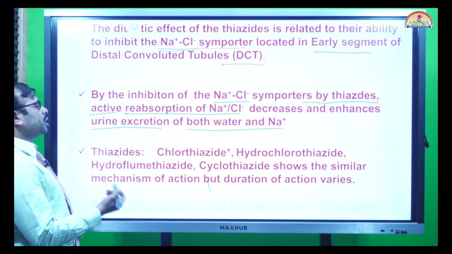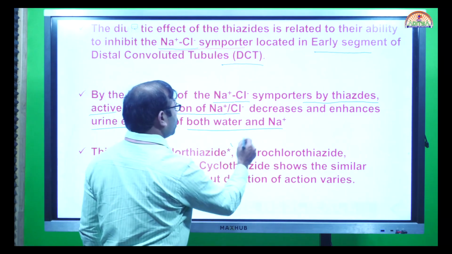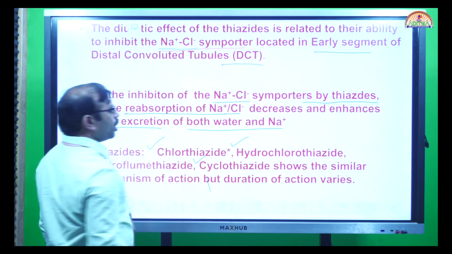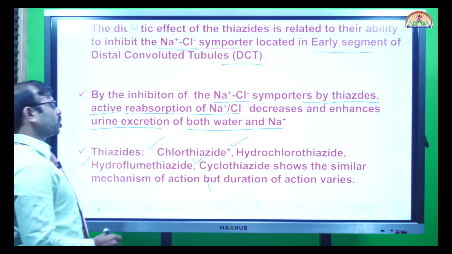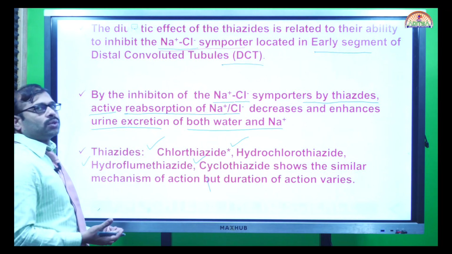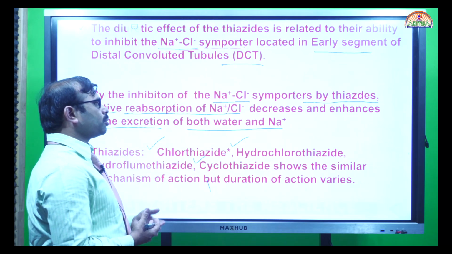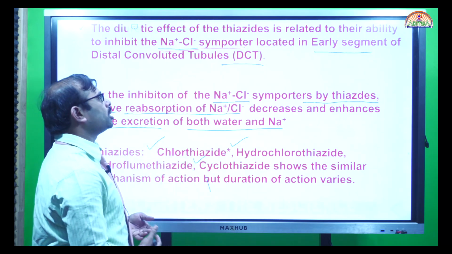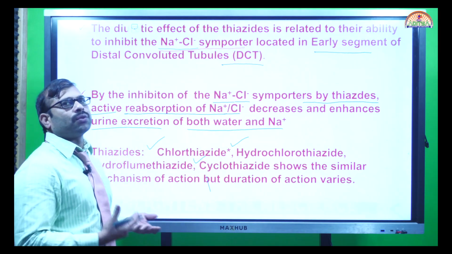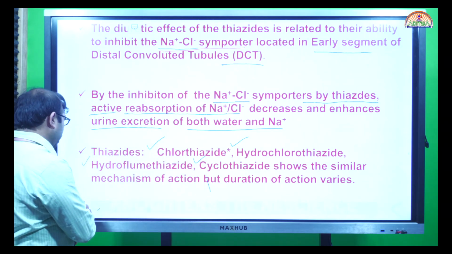So thiazides like chlorothiazide, what we have seen, followed by hydrochlorothiazide, hydroflumethiazide and cyclothiazide show a similar kind of mechanism of action, but the duration of action varies. Only the duration of action of these derivatives varies. Not only these four are given in the syllabus; apart from these, benzylthiazides will also be there, which also show a similar mechanism of action for acting as diuretics.